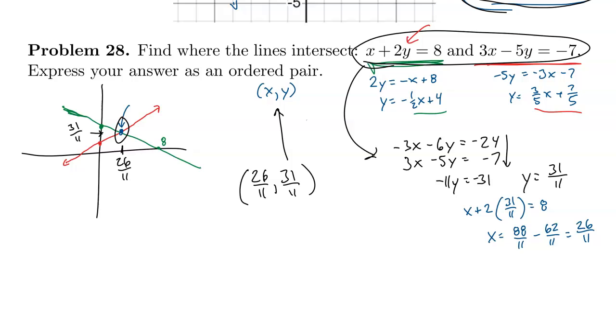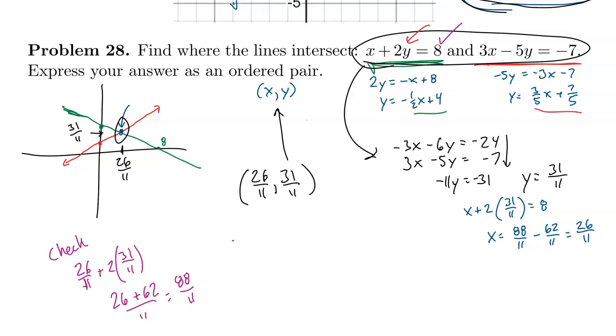And just to be extra sure that this is working out the way it should, let's double check with each of these equations. In the first equation, I have 26 over 11 plus 2 times 31 over 11. And that becomes 26 plus 62 over 11, which is 88 over 11, which is equal to 8. So this works for the first equation.